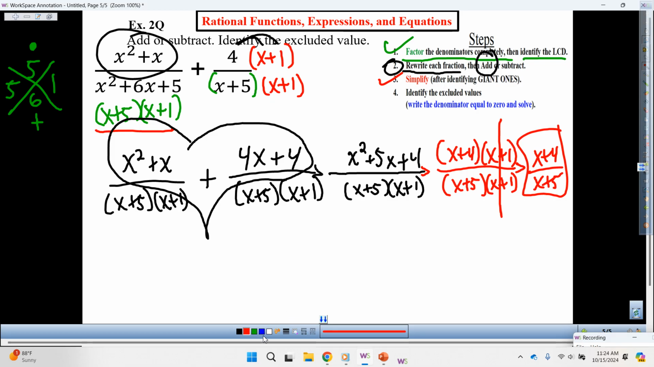All right. Lastly, tell your neighbor what would be the excluded value. Tell them what to do, please. What do you do for the excluded value?